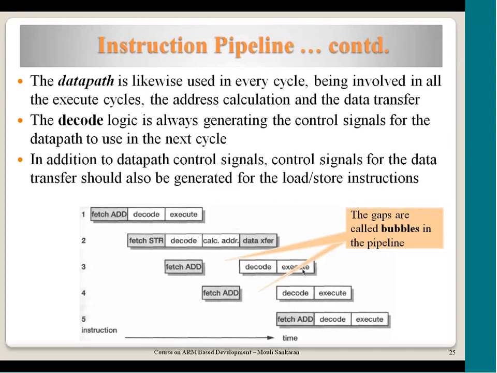So only when all 3 stages are effectively used for some instruction will the throughput be equal to the number of stages in the pipeline. Otherwise it will be a little less than the expected value.